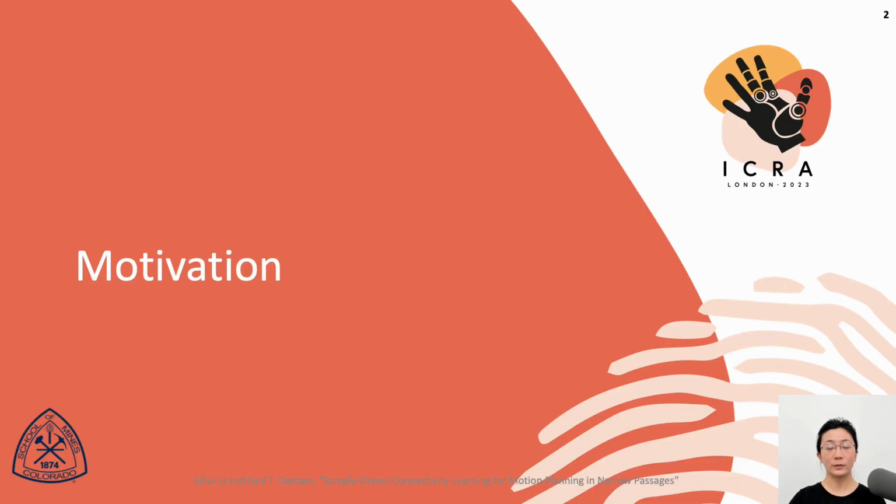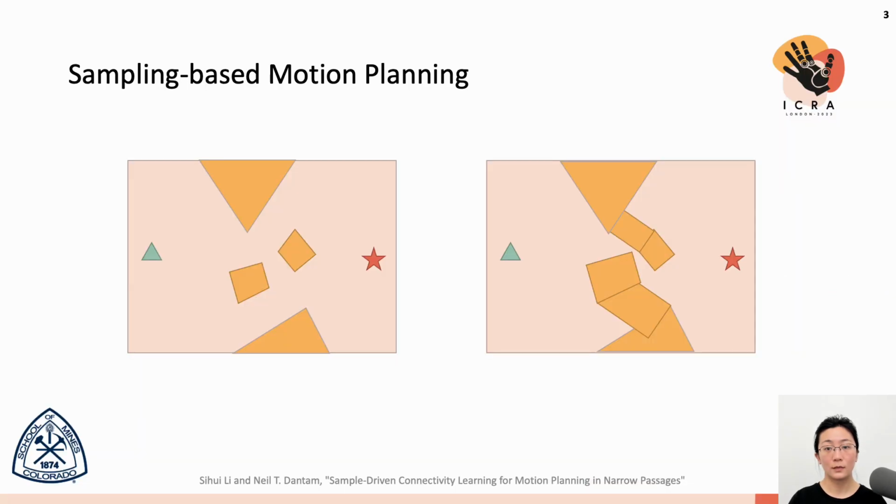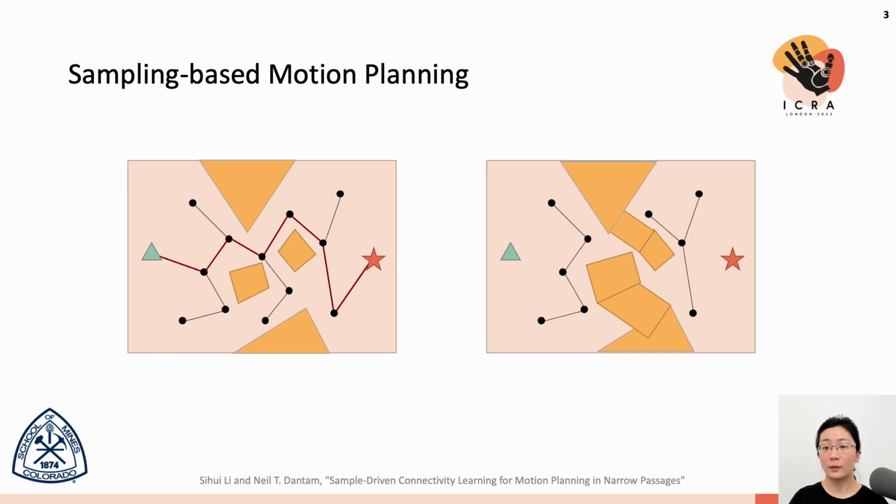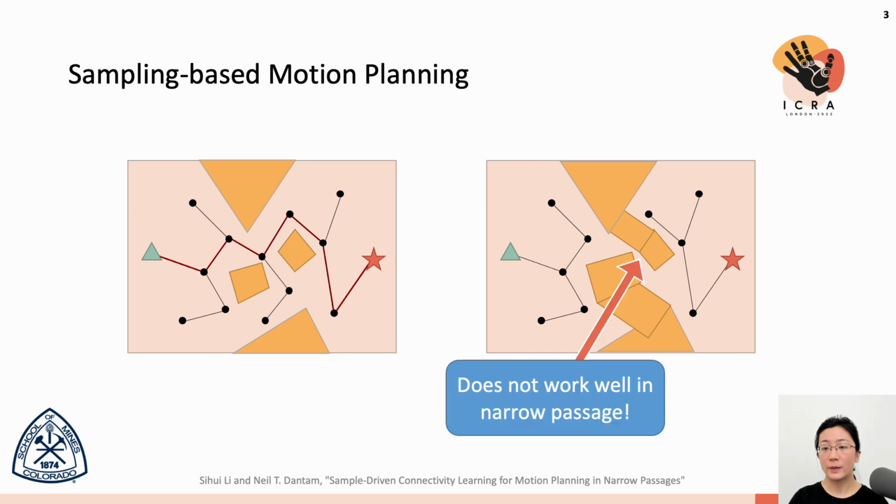Let's start with the motivation. Motion planning finds a path connecting the start to the goal. Sampling-based motion planning solves the problem by sampling in the configuration space and connecting the samples. They are very efficient in covering large open spaces, but do not work well when there are narrow passages, especially in high-dimensional configuration space, since the probability of sampling in these narrow passages is very low.